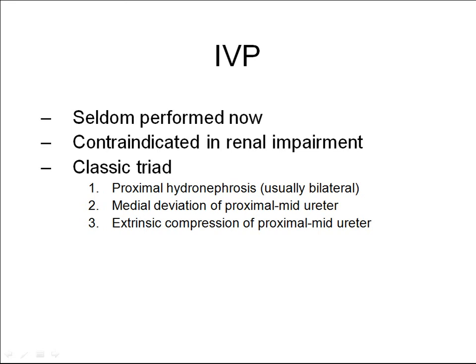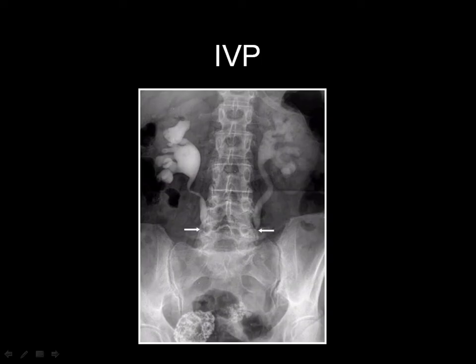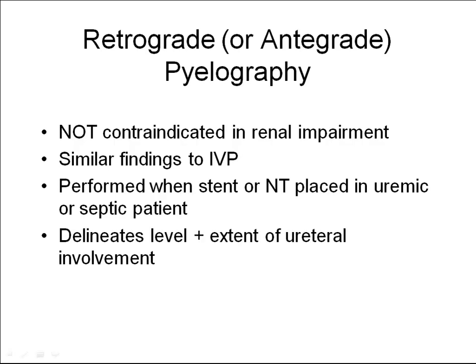IVP, seldom performed now and also contraindicated in renal impairment, has a typical classic triad of proximal hydronephrosis, which is usually bilateral, medial deviation of the proximal mid-ureter in idiopathic RPF, and extrinsic compression of the mid-ureter. It's a typical IVP showing those findings.